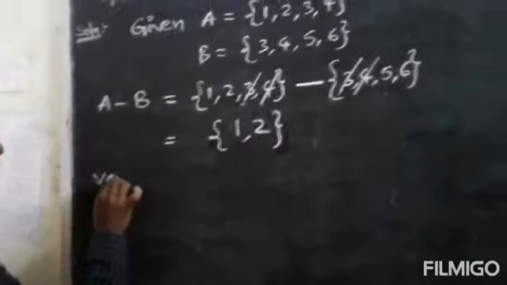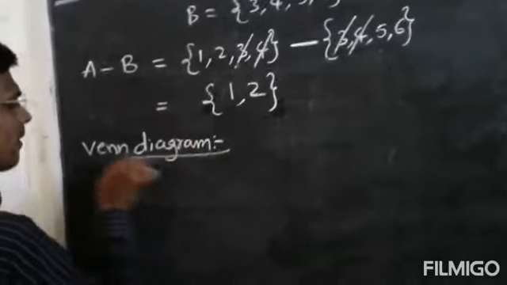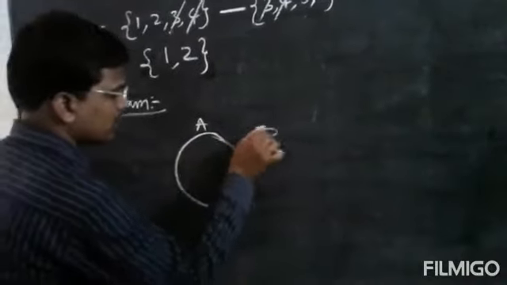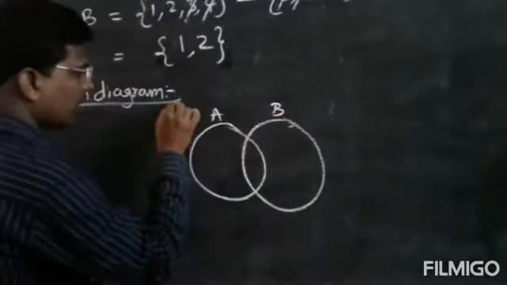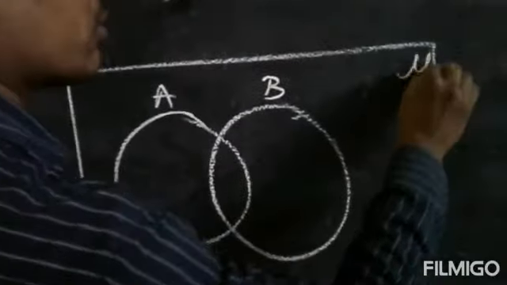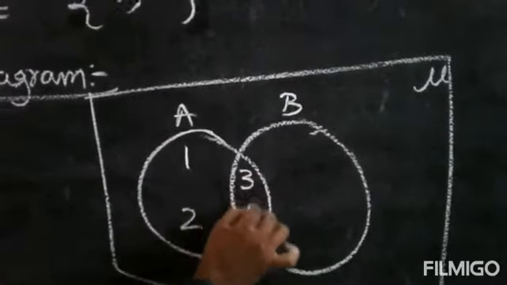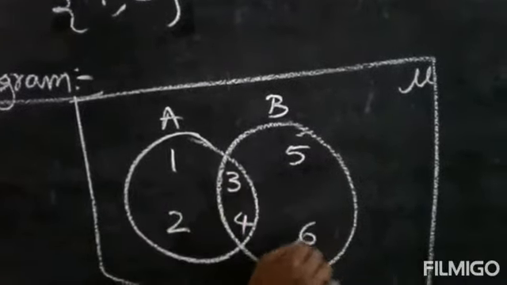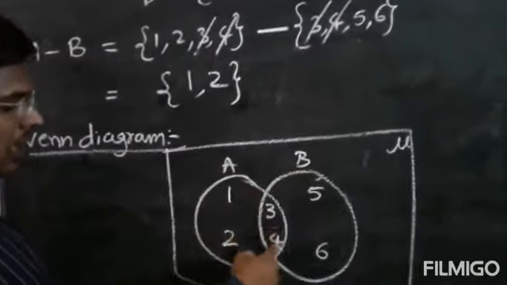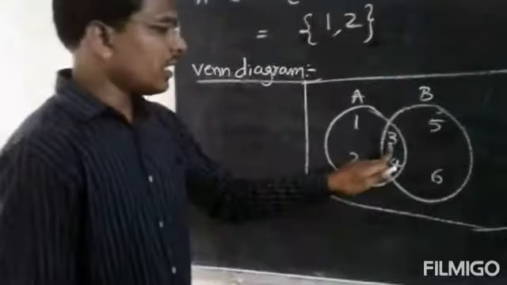If you try to draw the Venn diagram, so Venn diagram, set A, set B, and draw the rectangular box. So here 1, 2, 3, 4, 5, 6. Here the first set elements are 1, 2, 3, 4. Set B elements are 3, 4, 5, 6. Here 3 and 4 both are common elements. So that's why I have written here.